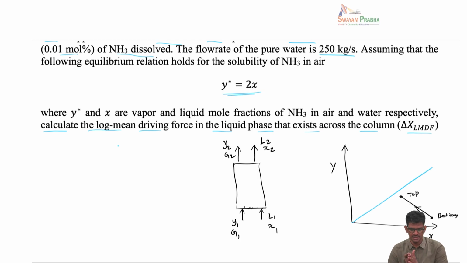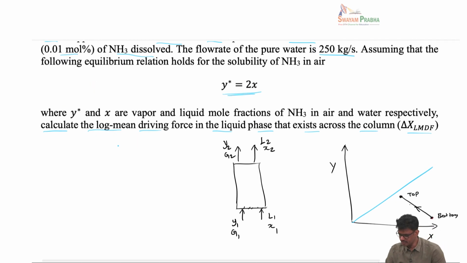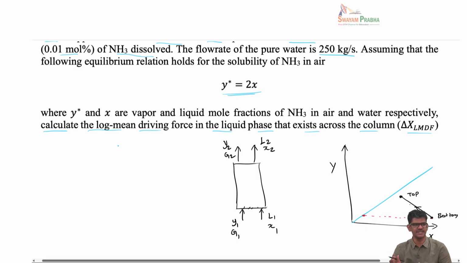Once we do this, what we are asking is to calculate the log mean driving force in the liquid phase that exists across the column. What that means is, at the bottom, the driving force for mass transfer is the distance from this point to the equilibrium line. That is the driving force for the liquid side mass transfer. At the top of the tower, the driving force would be just this. So you can call this delta x1 and this delta x2.